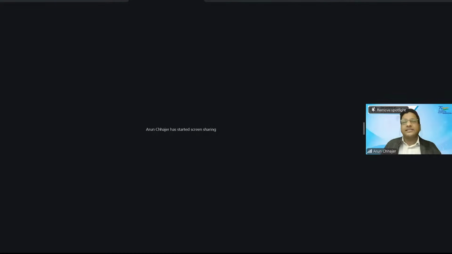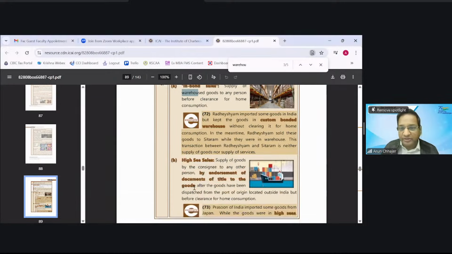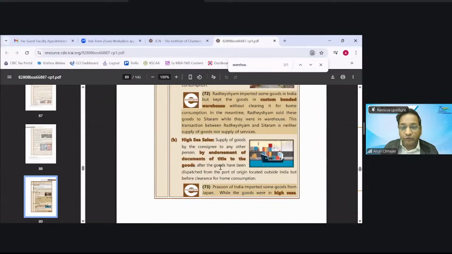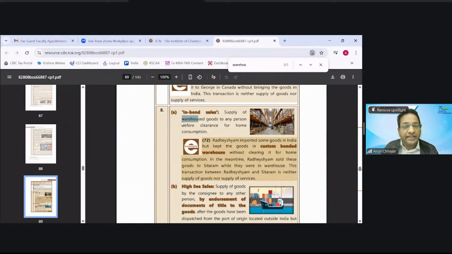Yes. This is Schedule 3 and Para 8b. I have opened your supply chapter, wherein Para 8b talks about supply of the goods by the consignee to any other person by endorsement of the document of the title to the goods after the goods have been dispatched from the port but before the clearance for the home consumption. So fully agree with you, because they have not filed the bill of entry for home consumption. So see, when the bill of entry for the home consumption is not filed and it is being sold, either the goods were on the high sea or were goods lying in the customs bonded warehouse.